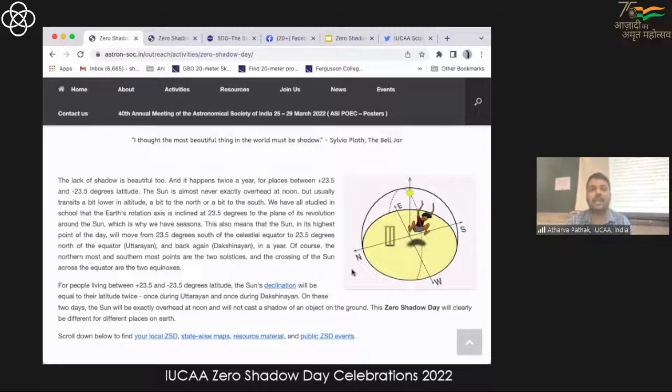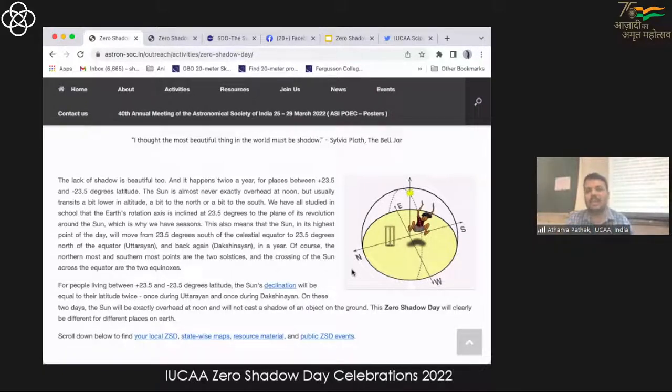One of the days for Pune city was yesterday, which was 13th of May. Today, the people from Pimpri Chinchwad will experience a Zero Shadow Day. IUCAA is a little closer to Pimpri Chinchwad, so IUCAA gets to experience Zero Shadow Day on both days. Actually, all the houses or people in this belt can experience Zero Shadow Day twice, because we are right on the border.